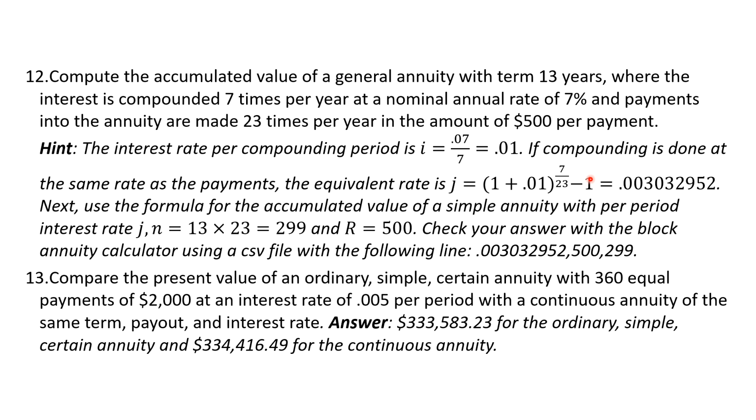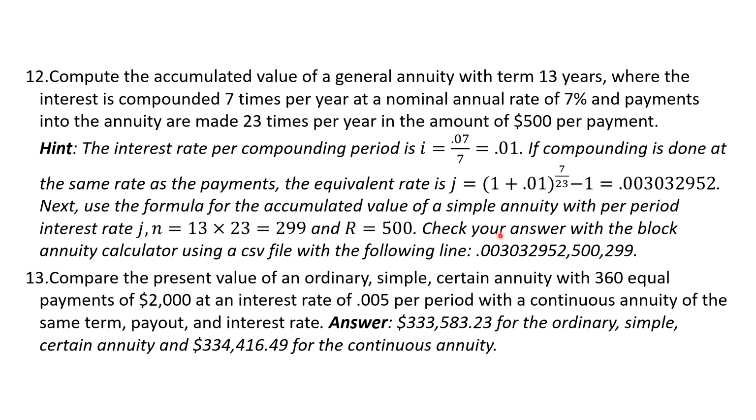I would take 7 divided by 23 on one line and then raise 1.01 to that power and subtract 1, and you'll get this. And then we just take this value and use the formula for the accumulated value of a simple annuity with period interest rate J, this number here. Number of periods would be 13 years times 23 times per year, so 299. We're given the payment amount, 500.